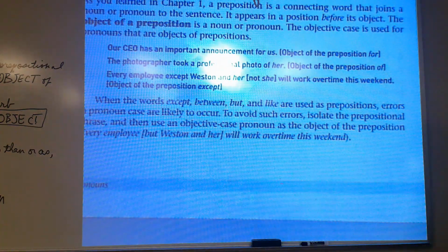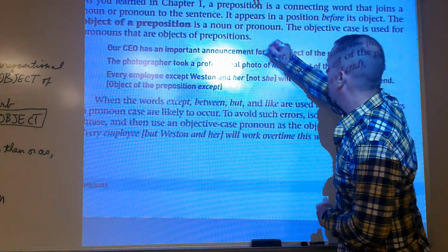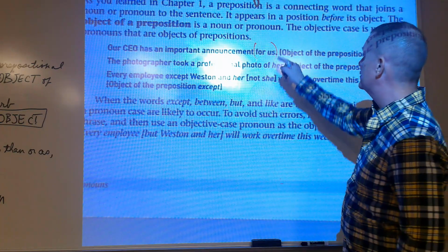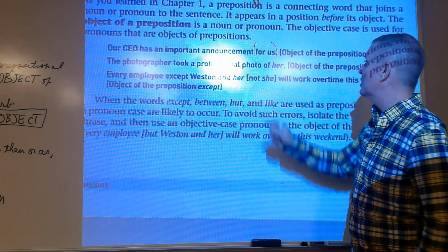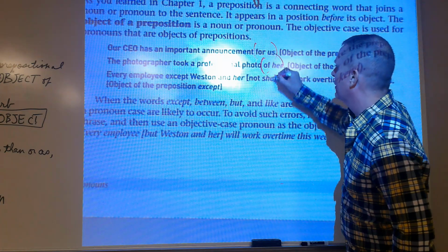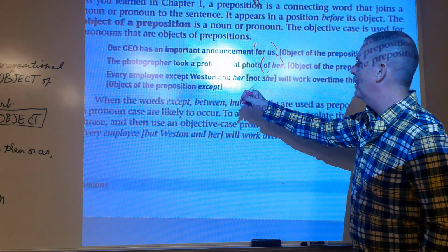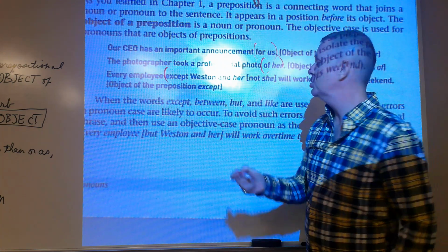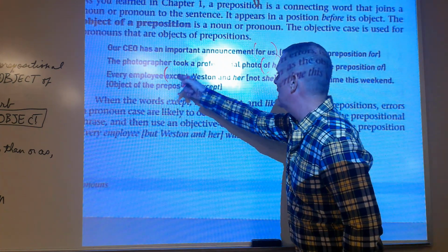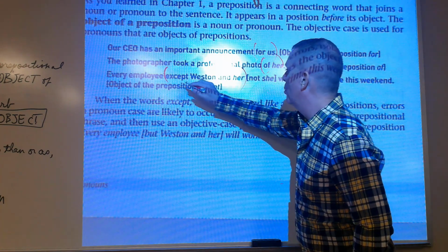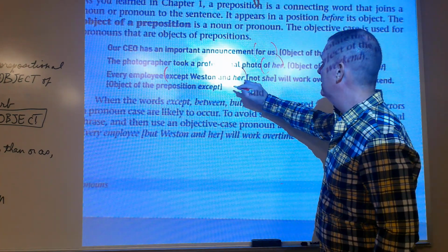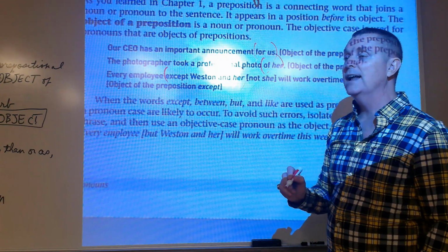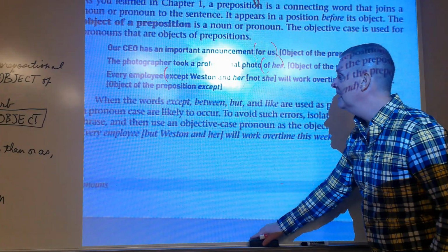If it's a pronoun in a prepositional phrase, for us, then it must be an objective case pronoun because it's functioning as an object of the preposition for, of her. And then every employee, except, by the way, is sometimes a preposition, especially whenever it links itself to a noun or a pronoun. So except what or who, since it's in a prepositional phrase, use an objective case pronoun: me, us, you, him, her, it, them.